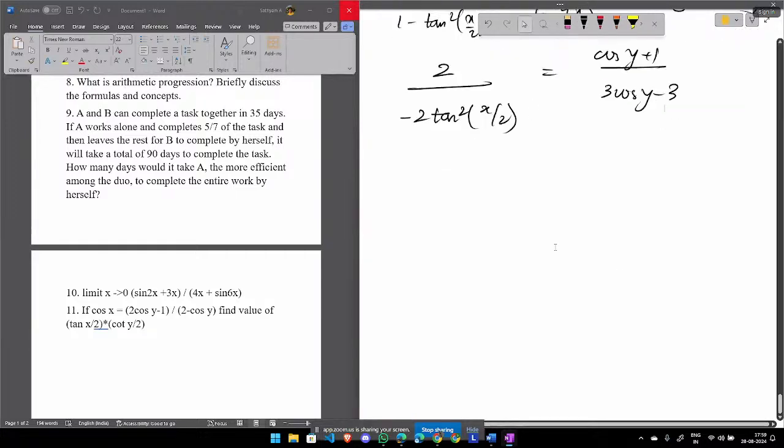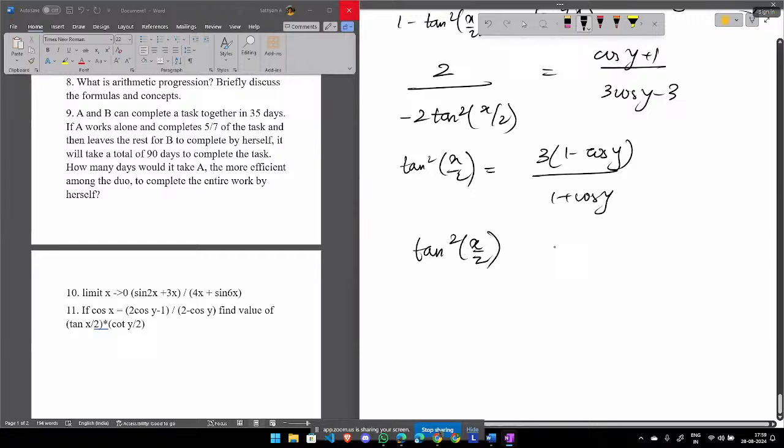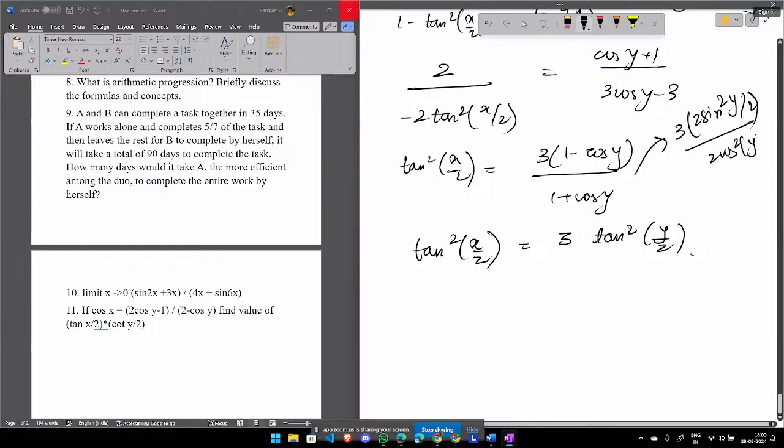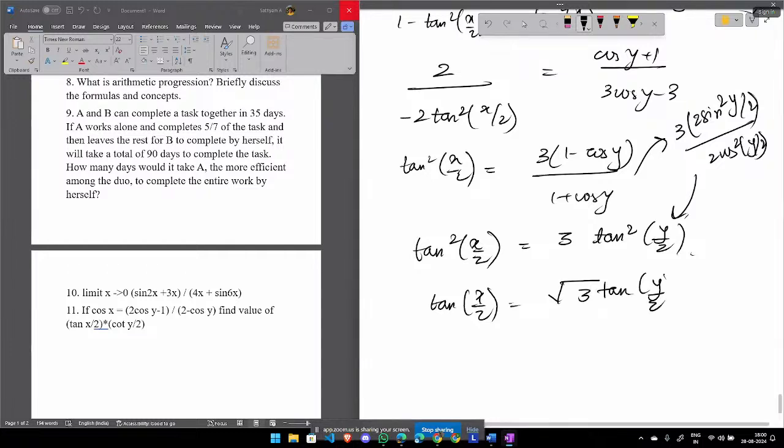I can also write it as tan square x by 2 is equal to 3 into (1 minus cos y) upon (1 plus cos y). So my tan square x by 2 will become 3 tan square y by 2. The step we have done is writing 1 minus cos y as 2 sin square y by 2 and 1 plus cos y as 2 cos square y by 2. From there we got 3 tan square y by 2. Now tan of x by 2 is equal to root 3 tan y by 2.